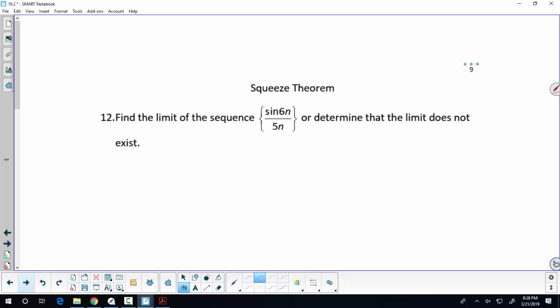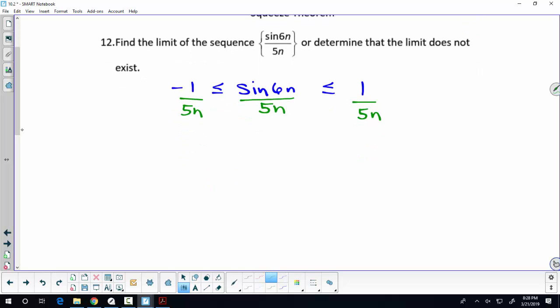So if we start off with the fact that sine 6n has to be between 1 and negative 1, and then divide all three parts by 5n, we've got negative 1 over 5n is less than or equal to sine 6n over 5n. So it's going to approach 0. And then since we've got the sequence in question bounded, we can then look at the limit of all of these.